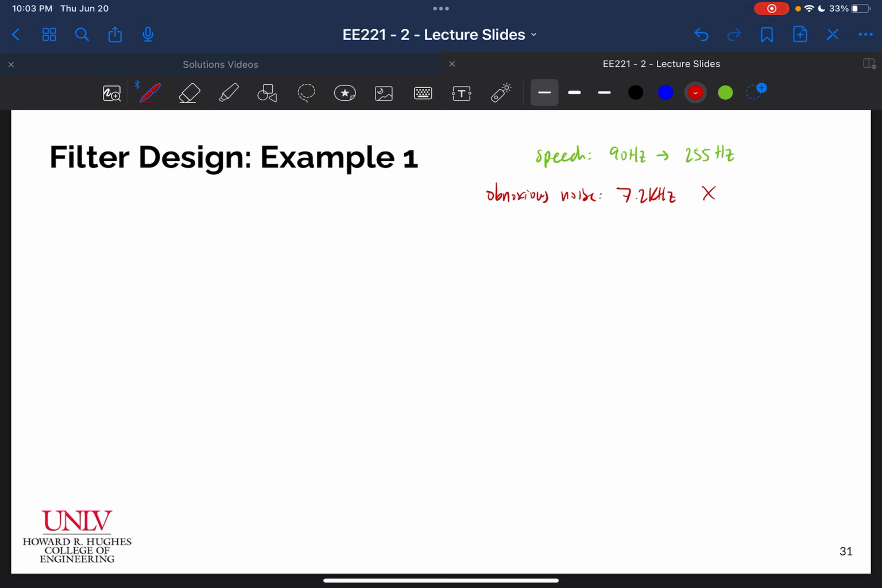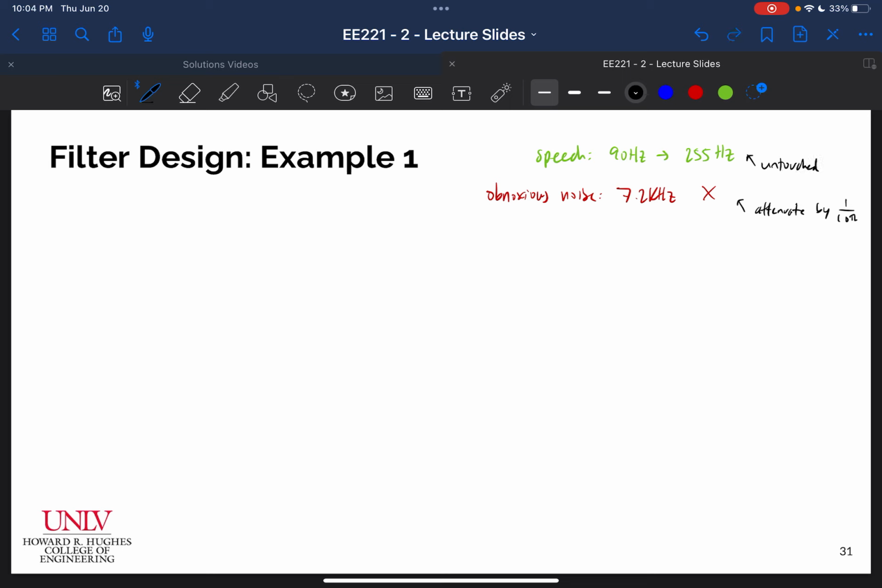And so how can we get rid of this? Well, the example that I wrote here says design a filter to attenuate the noise, which is this part of the signal, to at least 1/10 of the original magnitude. So we basically want to attenuate this noise by a factor of 1/10, and we want to leave the speech basically untouched. Okay? So how would we go about doing that?